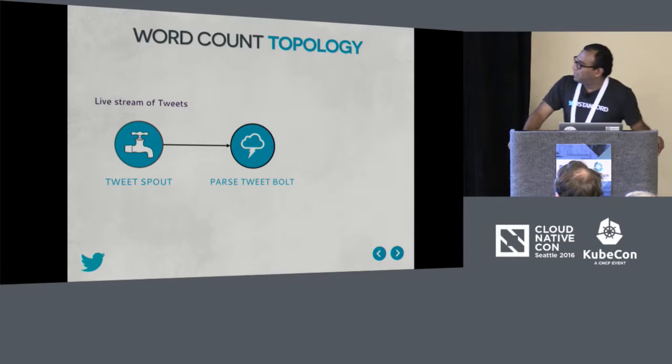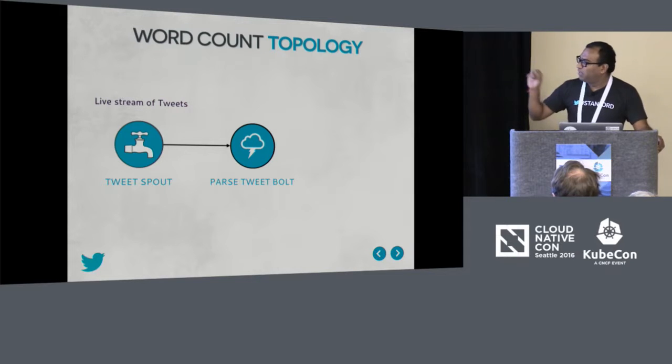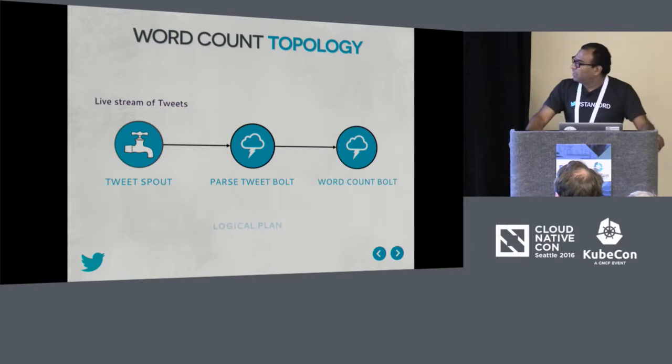Once the tweets have been tapped, the tweet has to be broken up into words somewhere. That's why you introduce this parse tweet bolt, where the tweet coming out of the spout is given to the parse tweet bolt, which in turn breaks it up into words. Then after the words are broken, they have to be given to a bolt called word count bolt, which actually constitutes a logical plan. And so this is essentially a DAG in database parlance.